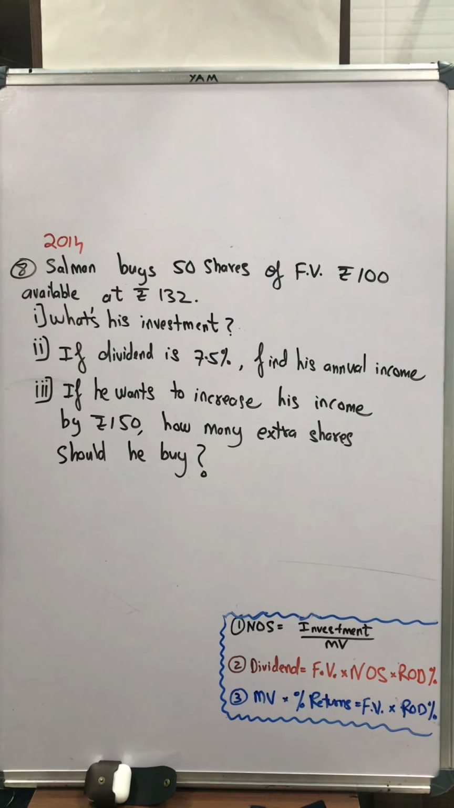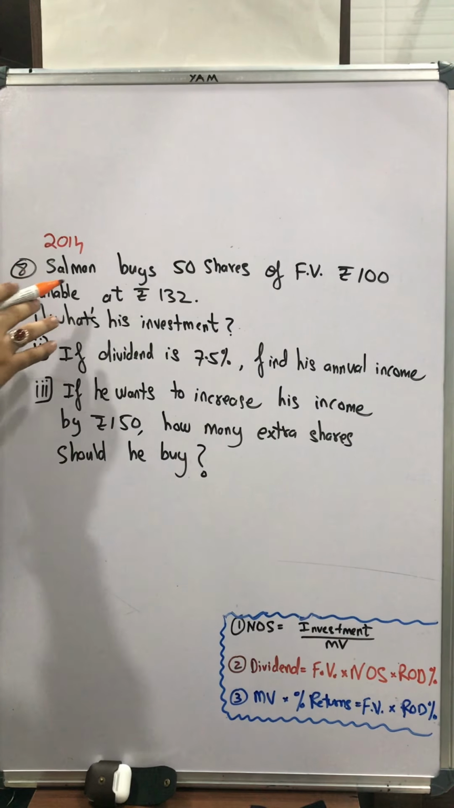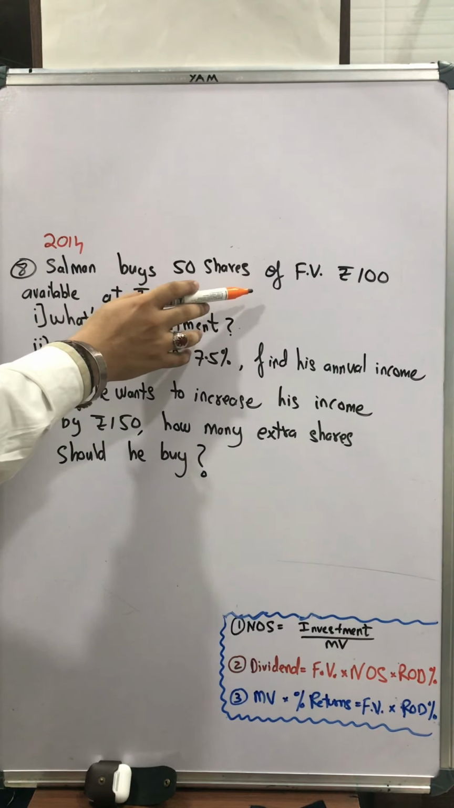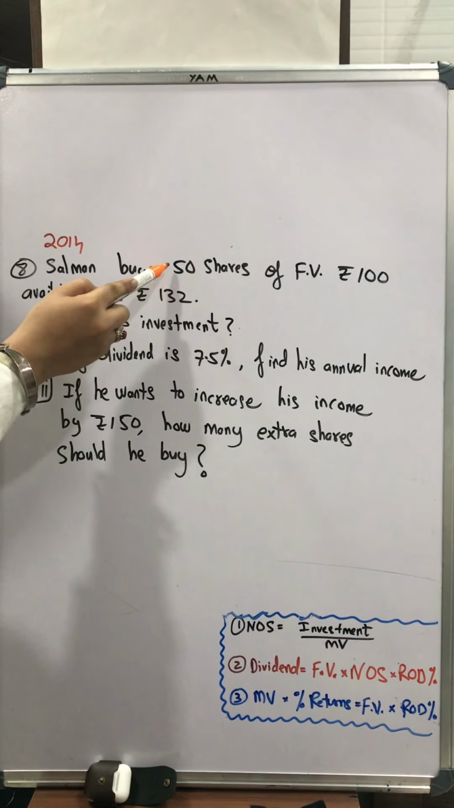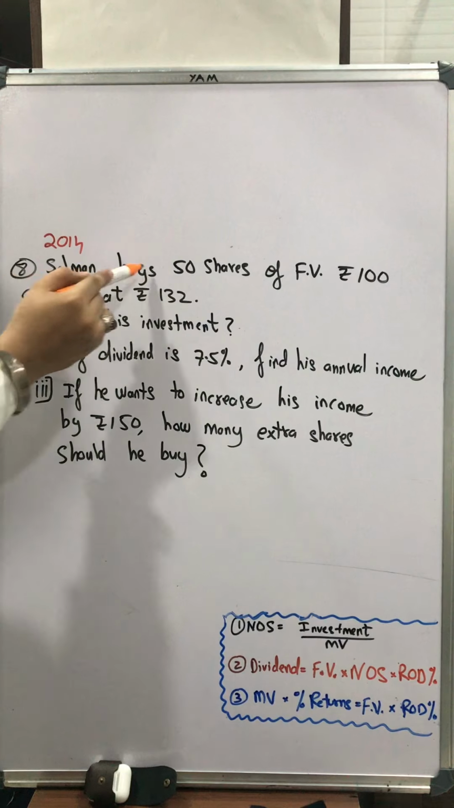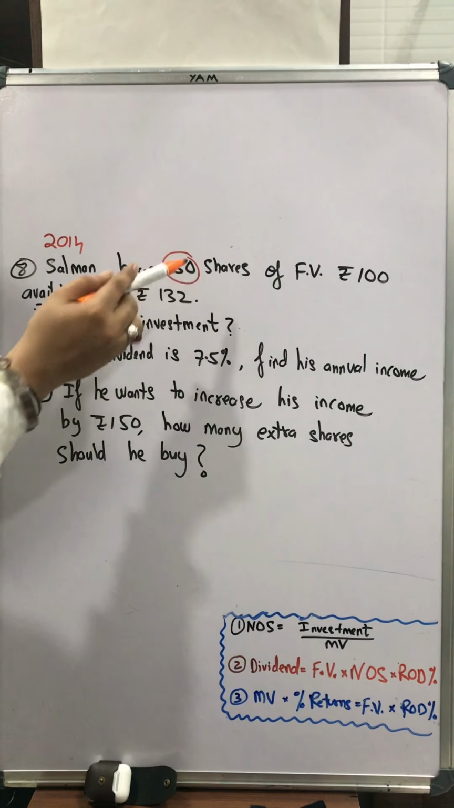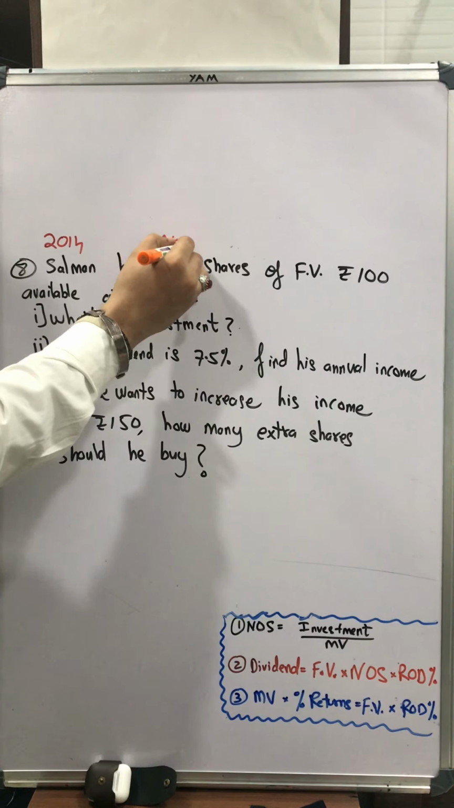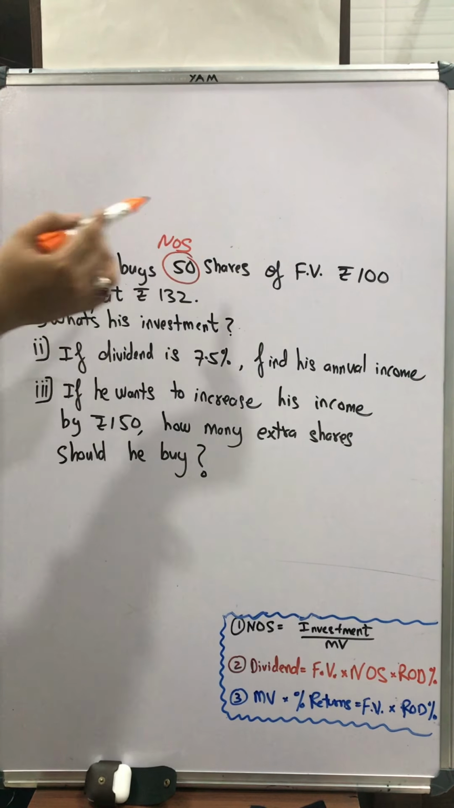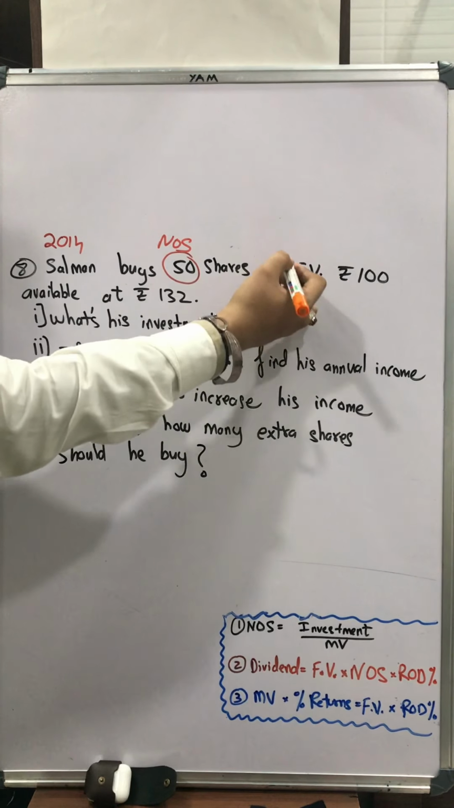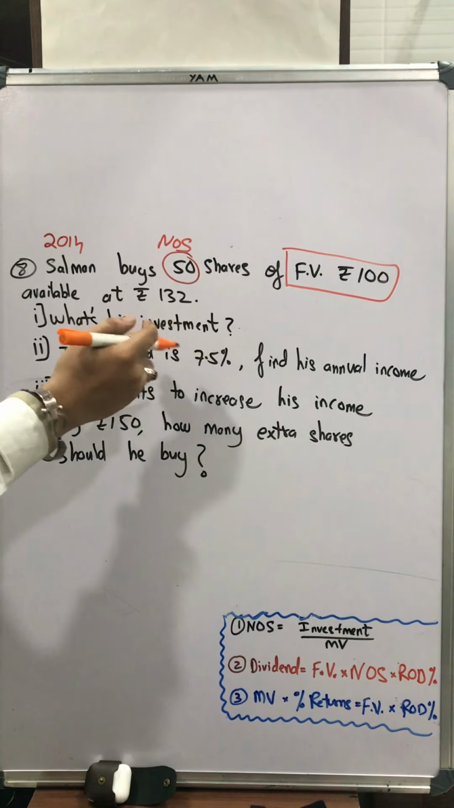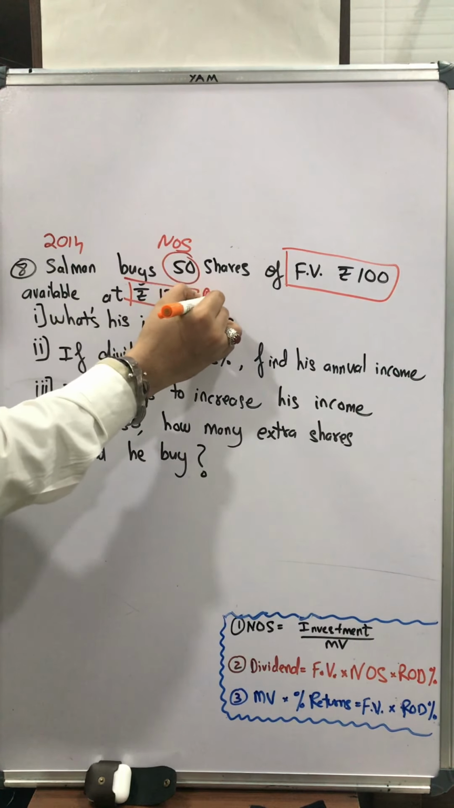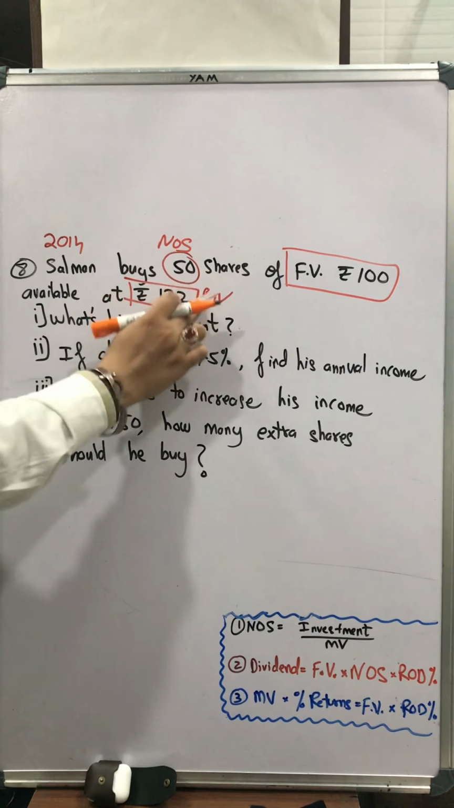2014. Okay. Salman buys 50 shares of face value rupees 100 available at rupees 132. I'll read once again. Salman buys 50 shares. Here amount is not given. So Salman buys 50 shares, means these 50 is nothing but number of shares, NOS, number of shares of face value rupees 100. It's clearly written that it's a face value rupees 100 available at rupees 132. So this 132 is nothing but the market value, MV. This is my market value.